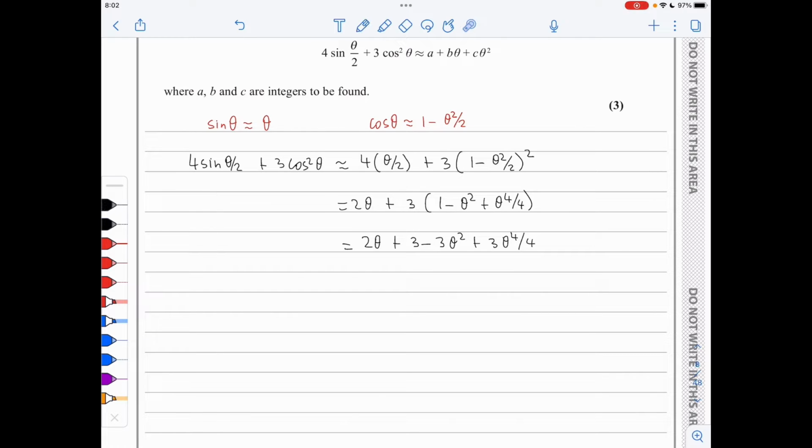Now, I see that the expression I need to arrive at does not include the theta to the power of 4. It actually goes up to theta squared, so I could ignore higher order terms. So this is just 3 plus 2 theta minus 3 theta squared, which means that A is 3, B is 2, and C is negative 3.